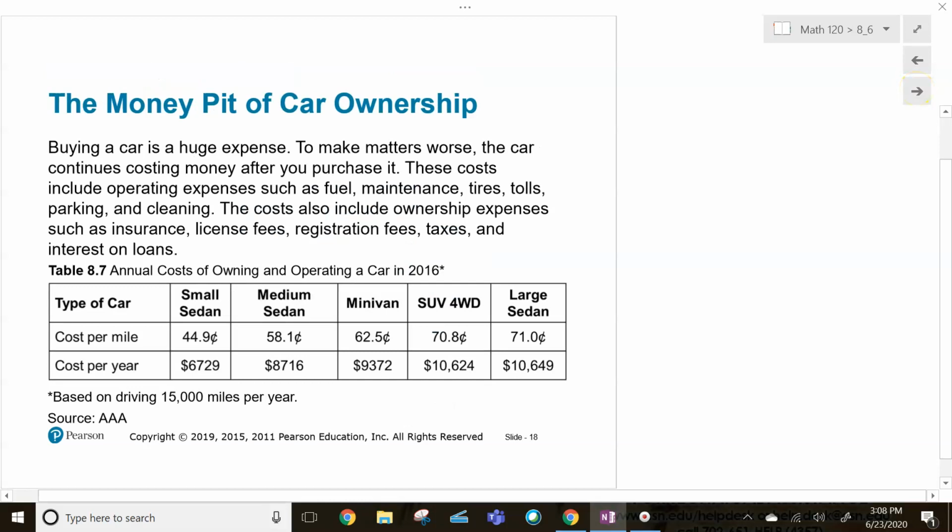So cars, as you've probably found out over the years, as have I, they're a huge expense, right? They're a money pit. You've got fuel expenses, maintenance, tires, tolls, parking, cleaning, all that stuff, right? Insurance, licensing, registration, fees, all that. So this is from AAA. They do this every year.